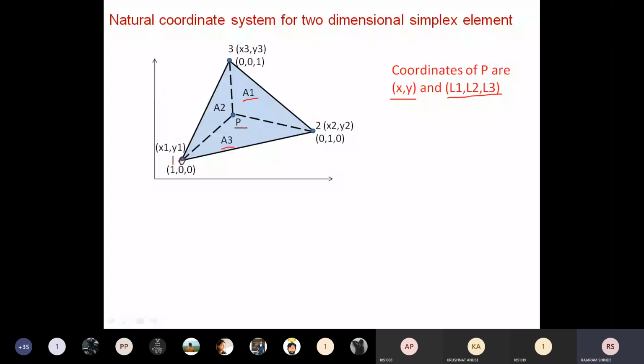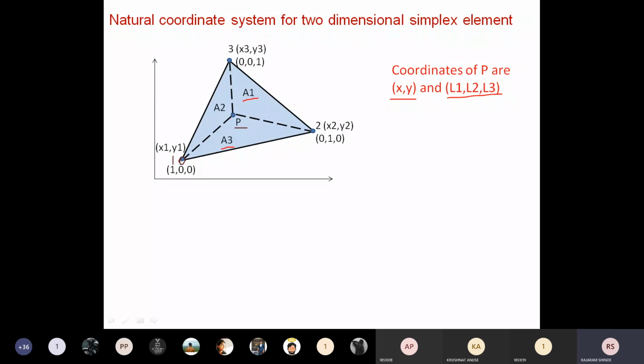Do you agree with this? Now I will write the definitions of natural coordinates L1, L2, L3. L1 is equal to A1 upon A, L2 is equal to A2 upon A, L3 is equal to A3 upon A. With the help of these coordinates, we can define the position of point P in the element. When we move P from its location, the natural coordinates will change. That means this P is variable.